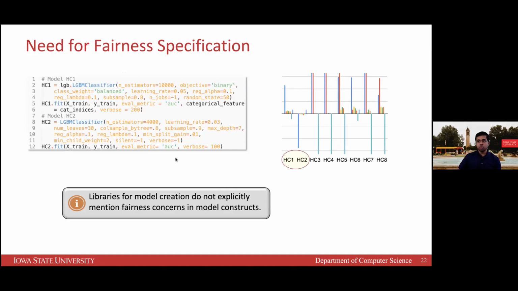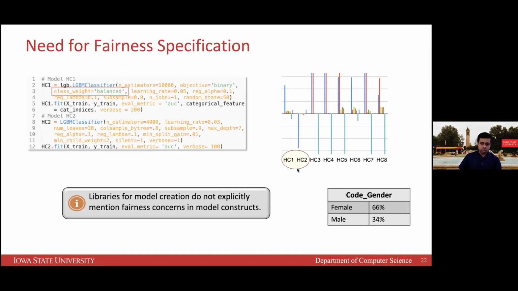Here is another example which shows the fairness specification is necessary to give control over fairness. Take these two models, AC1 and AC2. They are on the same data set, but they show very different fairness. AC1 is fair because it has used this construct class equals balanced, which makes it fair. This construct controls the fairness directly, but the libraries do not document that, or the developers are not aware much about fairness in this case. These constructs are also related to accuracy. So the fairness consideration is not there through the library constructs.